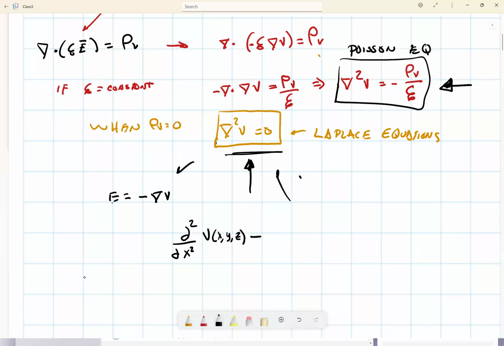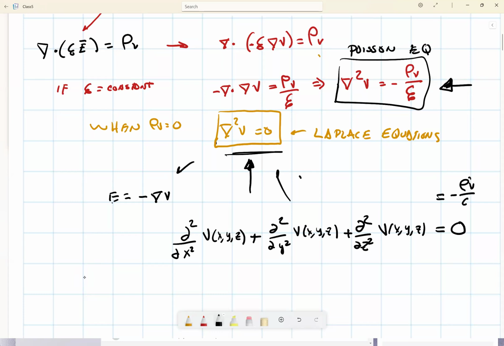And it will have the second derivative with respect to y of V(x,y,z), plus the second derivative with respect to z of voltage V(x,y,z), and it will be equal to 0. So that's the homogeneous. And if it is the non-homogeneous, it will be equal to minus rho v by epsilon, right?